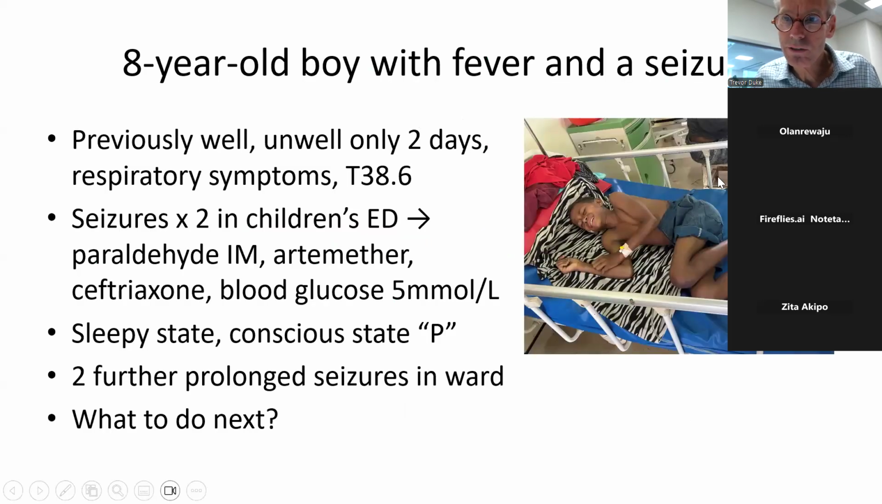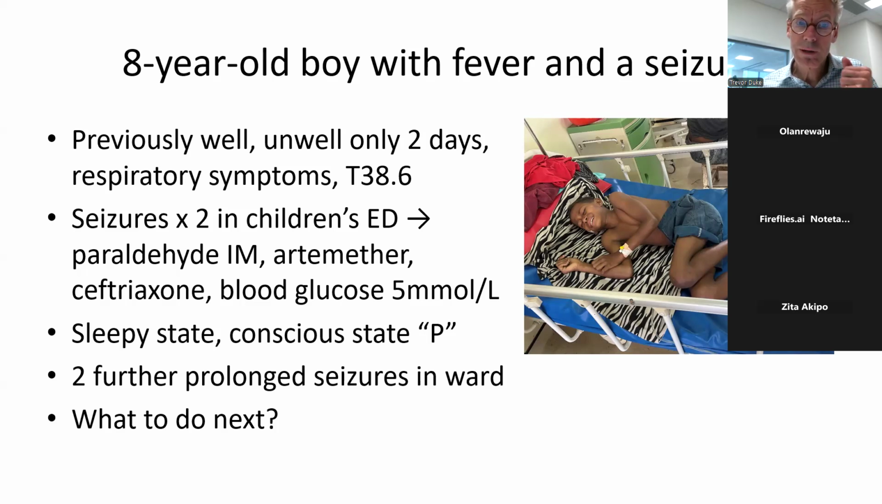So let's start with the case. This was an 8-year-old boy who had fever and a seizure. And already you know a little bit of information that may help you in your management of this child. He'd been previously well. He was a well-grown child, well nourished and otherwise well. He'd only been unwell for 2 days, and he'd had respiratory symptoms and a temperature of 38.6. He had two seizures in the children's emergency department after having some unusual movements at home. His mother brought him to the children's emergency department.